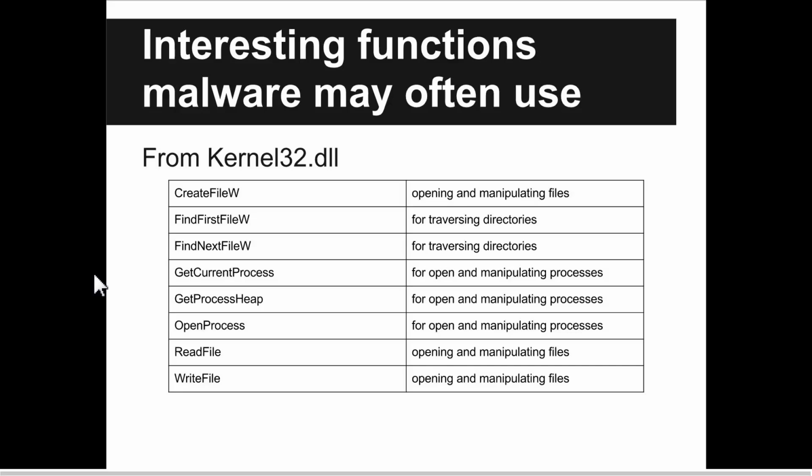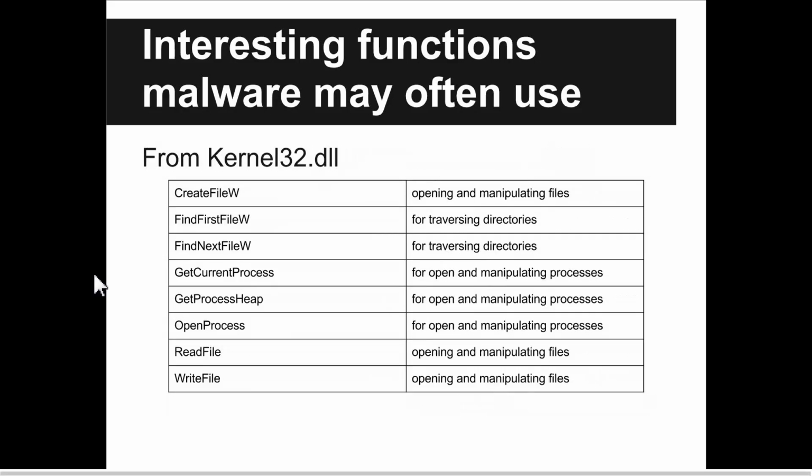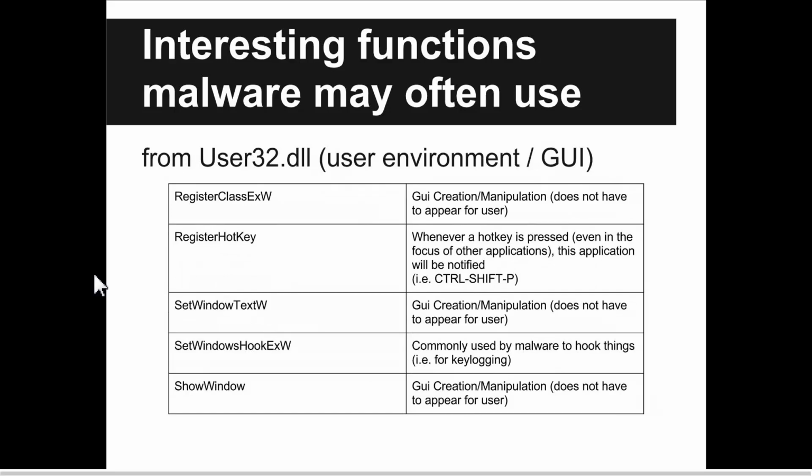And then there's GetProcessHeap and OpenProcess. Those are all used for manipulating processes. From user32.dll, the previous one was kernel32.dll. This one is basically for the user environment GUI. Even though malware may have GUI manipulation functions, it doesn't mean it's providing a GUI to the user. The GUI could be hidden from the user, yet could have other functionalities that are common in a GUI.